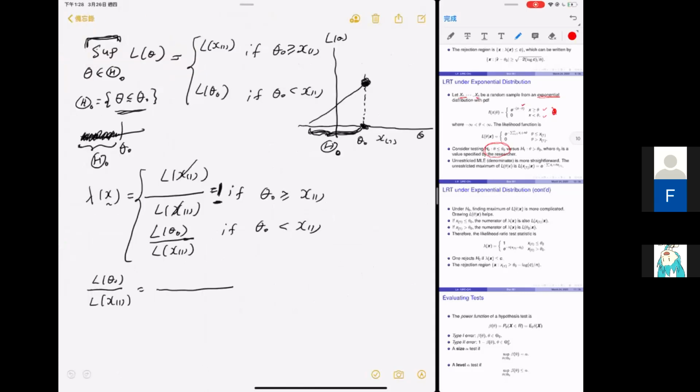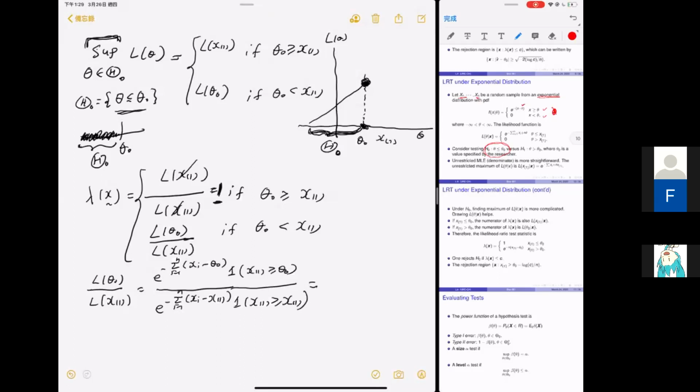Okay, so this guy: exponential of minus the summation i from 1 to n of xi minus theta 0, times the indicator function of x1 bigger than theta 0. This is the numerator, and the denominator will be what? Exponential of minus the summation i from 1 to n of xi minus x1, then the indicator function, this guy is always 1, so nothing actually to write. And then eventually, what is it?